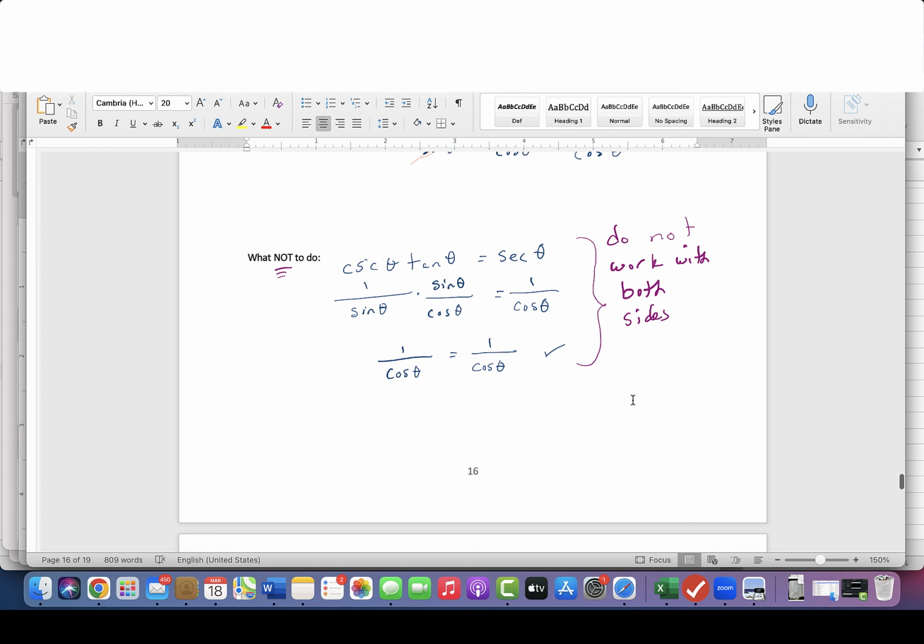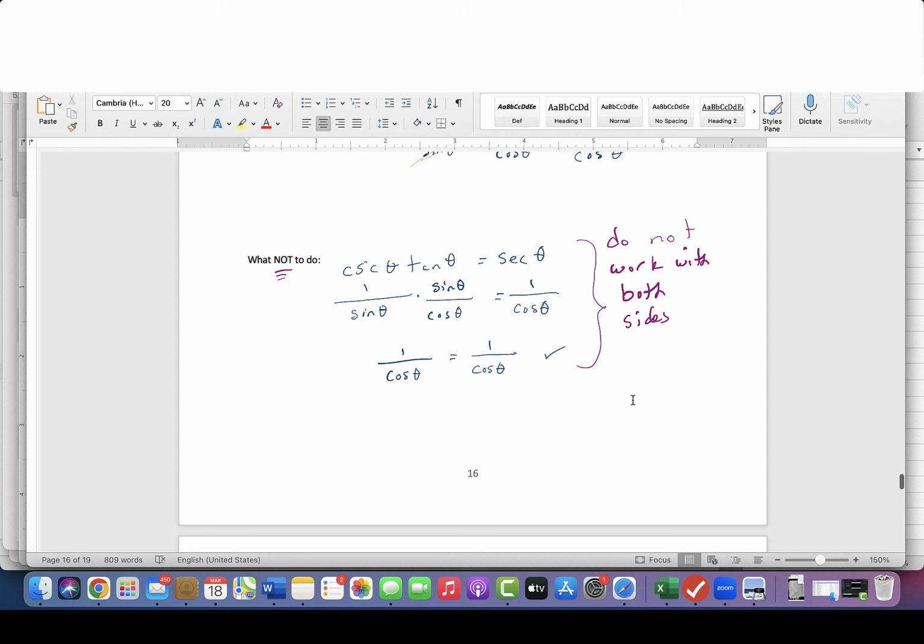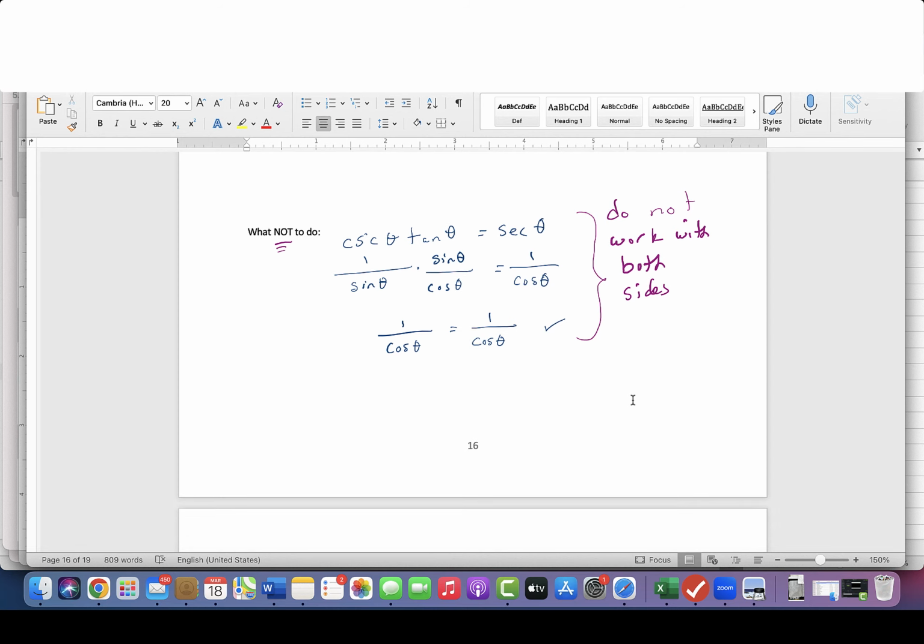What you don't want to do is work with both sides like this. So don't start out by writing down the identity and then working with both sides and then saying, oh, look, they're equal. The reason for this is it looks like circular reasoning, and here's why. You start out saying cosecant theta tangent theta equals secant theta. Well, you can't start from the thing you're trying to prove.